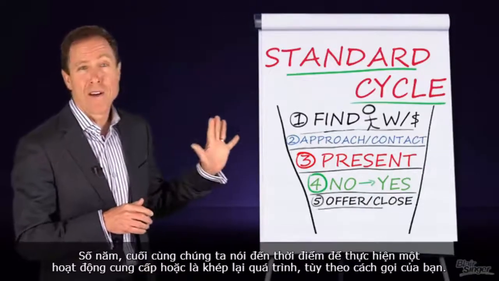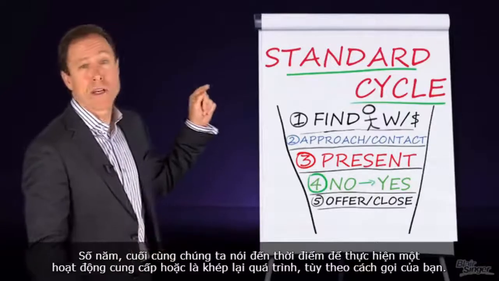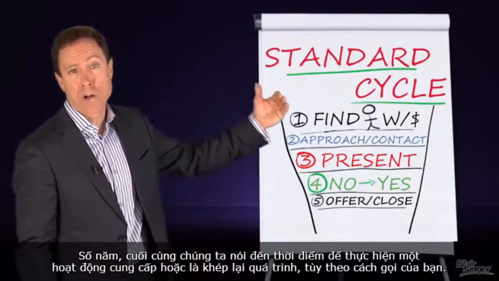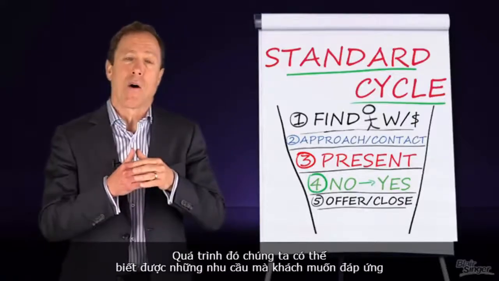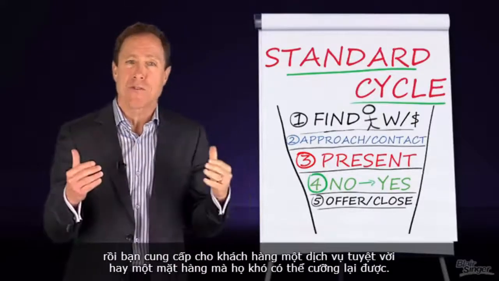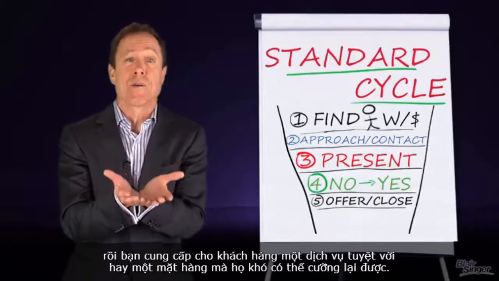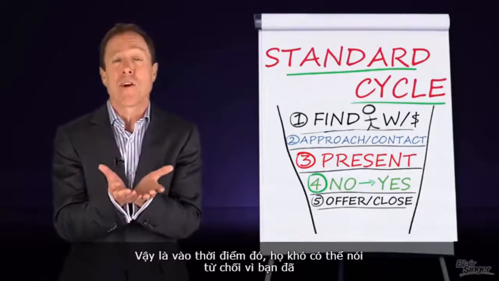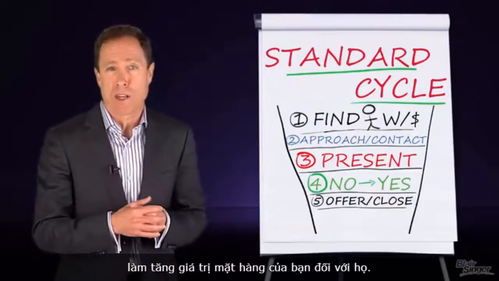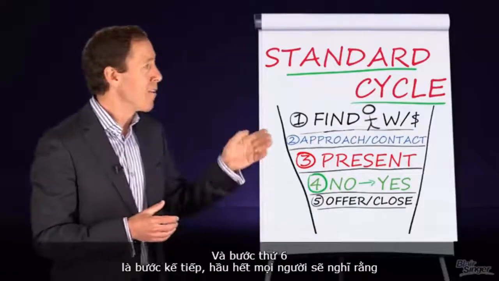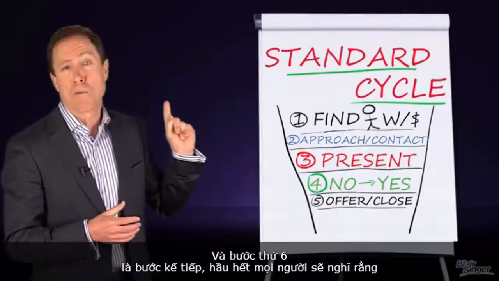Number 5. Ultimately, it comes time to make an offer or a close, whichever you want to call it. And that is to be able to, with now all of their needs being satisfied, give them a killer offer or an irresistible offer that they have a very difficult time saying no to, because you've added so much value to them going into that. And obviously, step number 6, we have one more step.